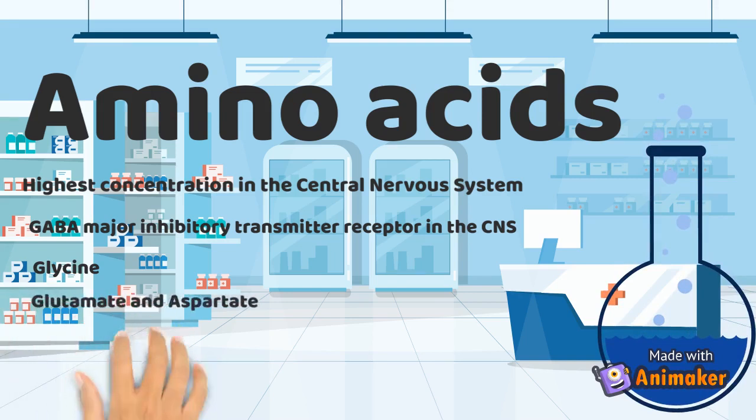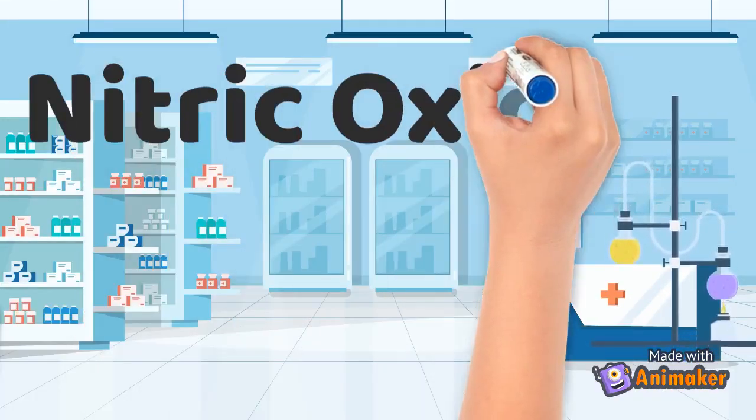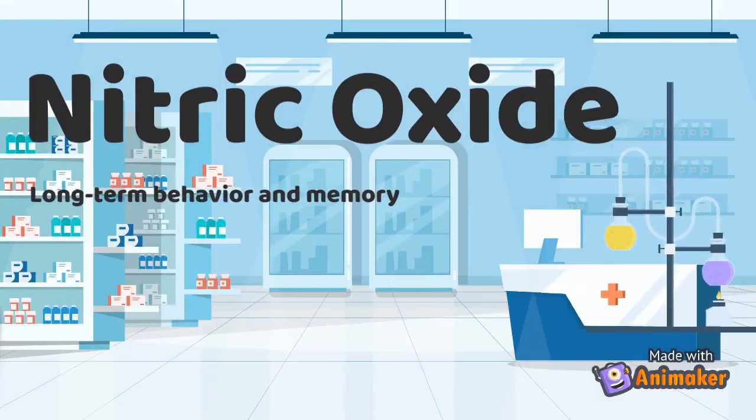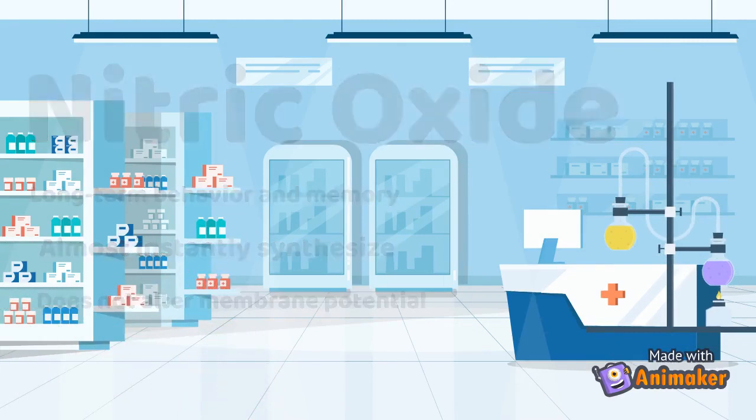Glutamate and aspartate. High concentration in the brain. The primary excitatory transmitter in the brain and the spinal cord. Glutamate receptors: G protein-coupled receptors and ligand-gated ion channel receptors. Ion-gated receptors: kainate receptor and AMPA receptor. Nitric oxide, responsible for long-term behavior and memory, is almost instantly synthesized and does not alter membrane potential.